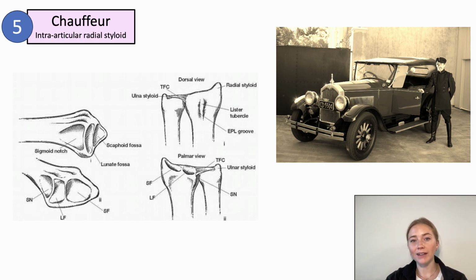While that particular mechanism doesn't happen very often these days, this type of chauffeur fracture is now usually caused by either a direct blow to the wrist, similar to the chauffeur mechanism, or from forced dorsiflexion with abduction.